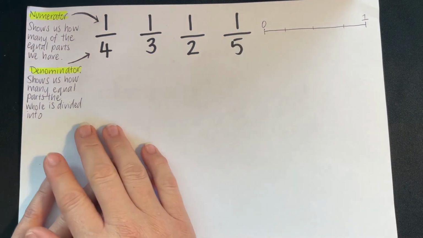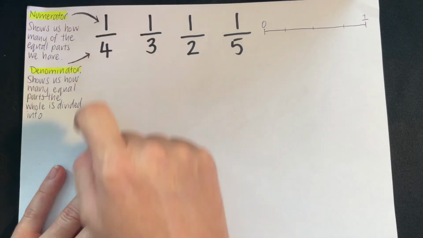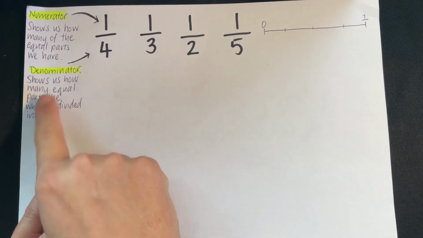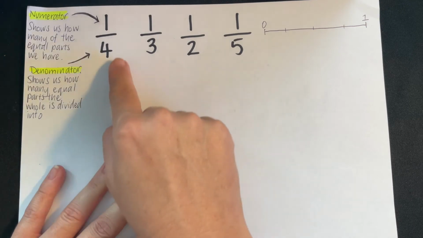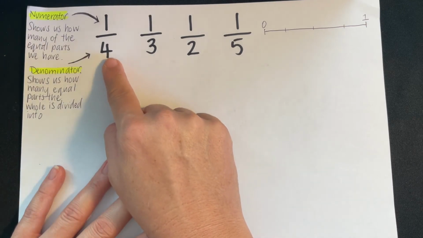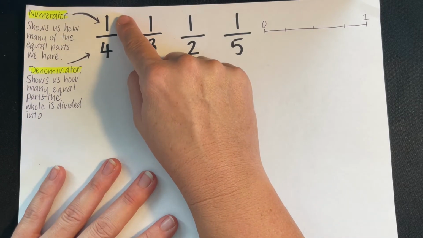Now, it's important that we look at the role that the denominator and the numerator play. So our denominator shows us how many equal parts the whole is divided into. So in 1/4, we're dividing a whole into 4. The numerator is showing us how many equal parts we have.